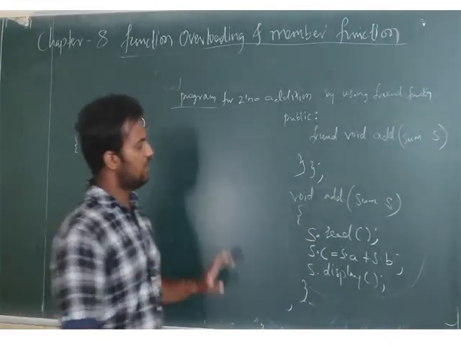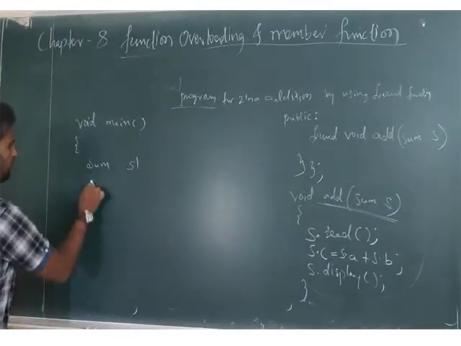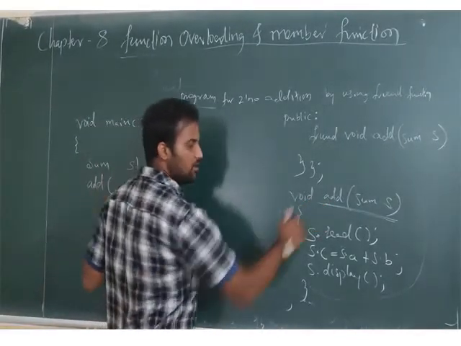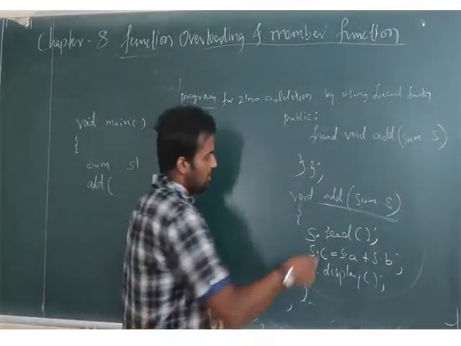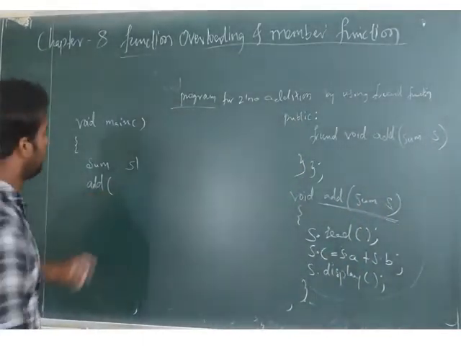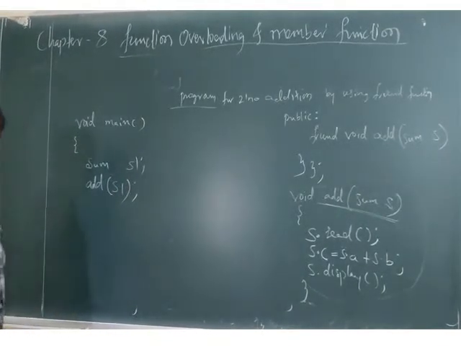Why? Because here we have the function like this. So we will write add. Add is matching this add. Successful. Now the number of arguments should match in this bracket. The number of arguments is 1. I am taking S1. Finish.